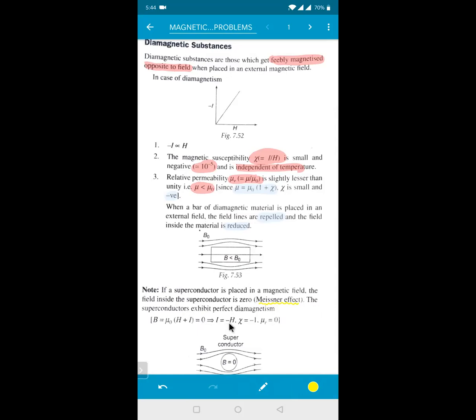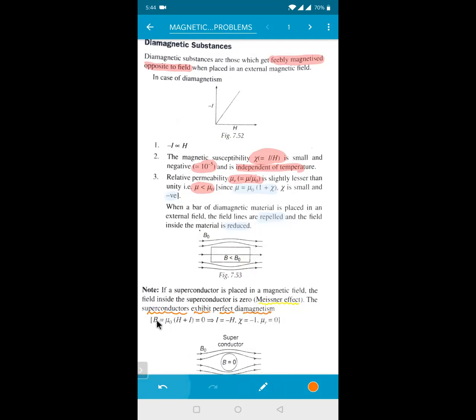Which materials will be exhibiting perfect diamagnetism? Superconductors will be exhibiting perfect diamagnetism. Superconductors exhibit perfect diamagnetism.